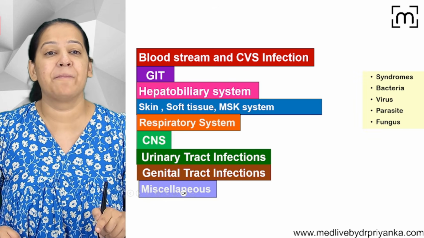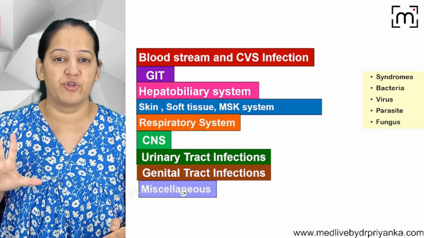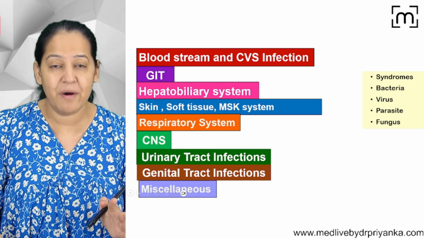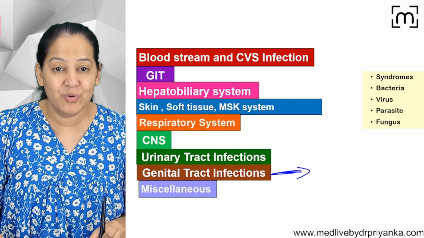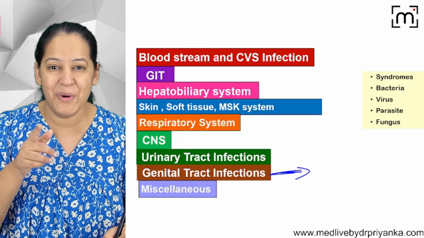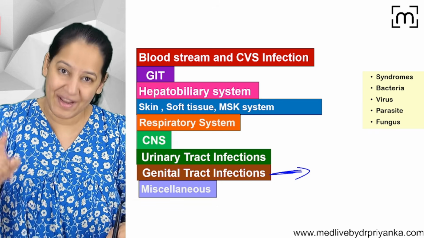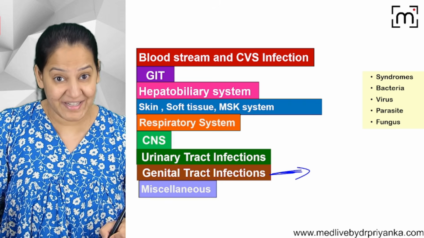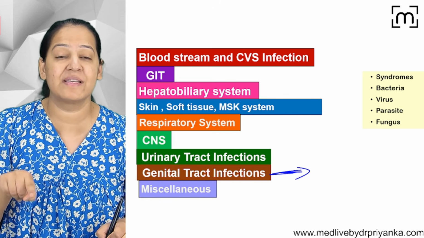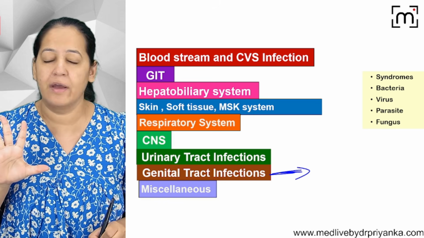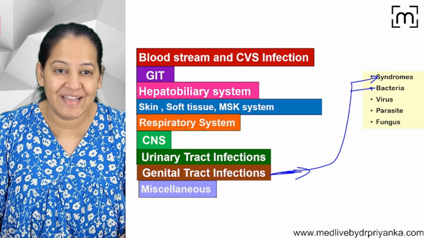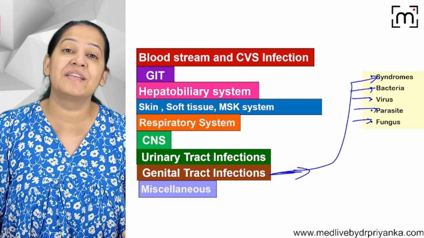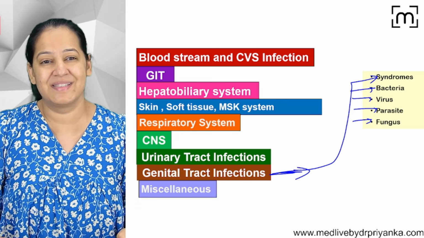And in each system, we divide that system into 5 portions. Currently, my system of interest is genital tract infections, to which I have assigned brown color. You all can see brown color, right? Now, like all other systems, I divide the genital tract system also into 5 portions. Number 1, syndromes in the system. Then bacterial, viral, fungal, and parasitic infections associated with this system.